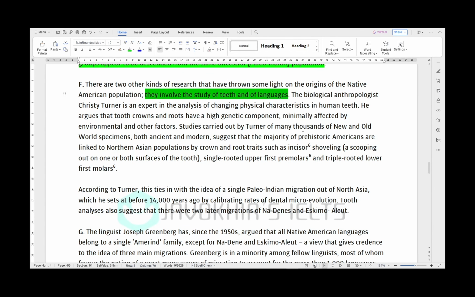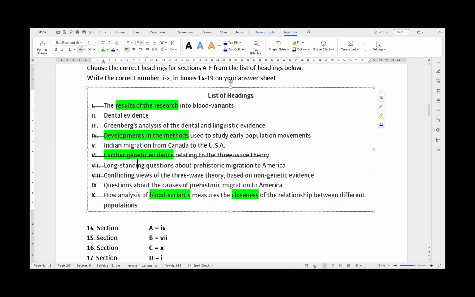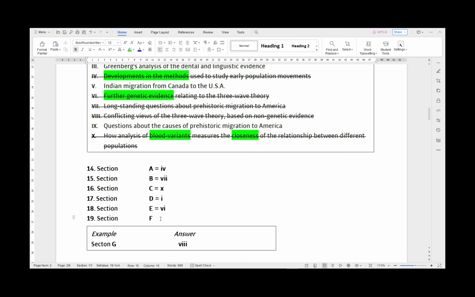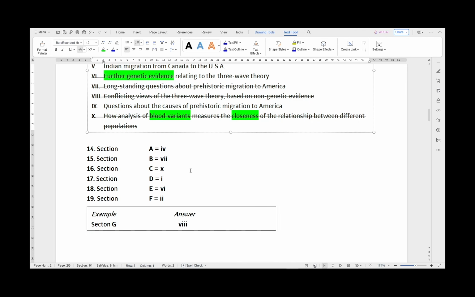Studies carried out by Turner on many thousands of New and Old World specimens, both ancient and modern, suggest that the majority of prehistoric Americans are linked to North Asian populations by crown and root traits such as incisor shoveling, scooping out on one or both surfaces of the tooth. I would say this is a pretty easy one. So option number 2 is the answer. I'm 100% sure. So dental evidence. There we go.